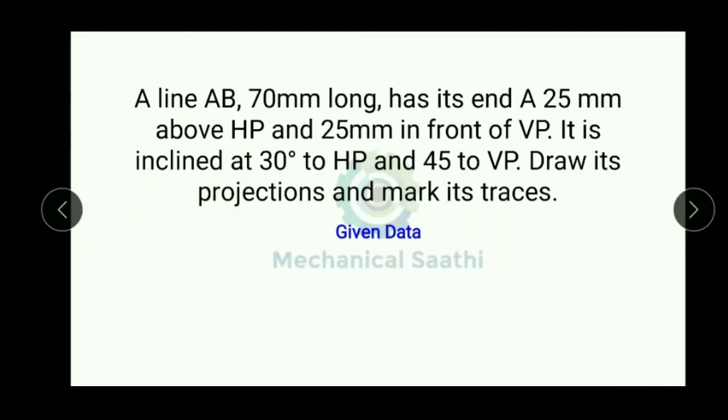So if you see the question, here it is a line AB, and the length given is 70 mm. Its end A is 25 mm above HP and 25 mm in front of VP. It is inclined to HP at an angle theta, which is given as 30 degrees, and it is inclined to VP at an angle of 45 degrees.